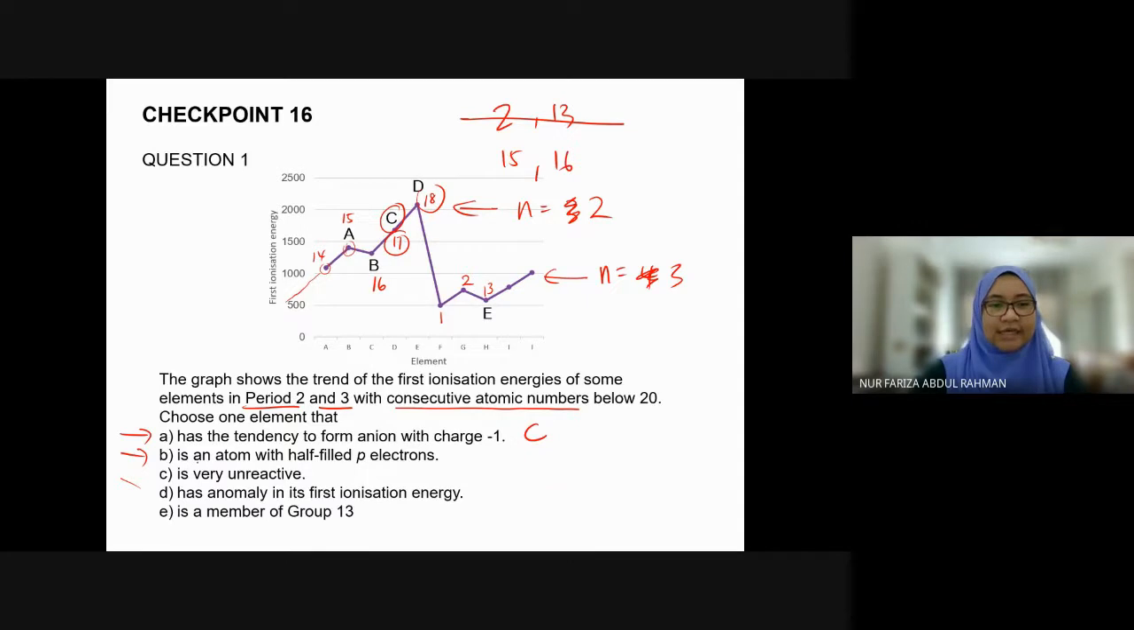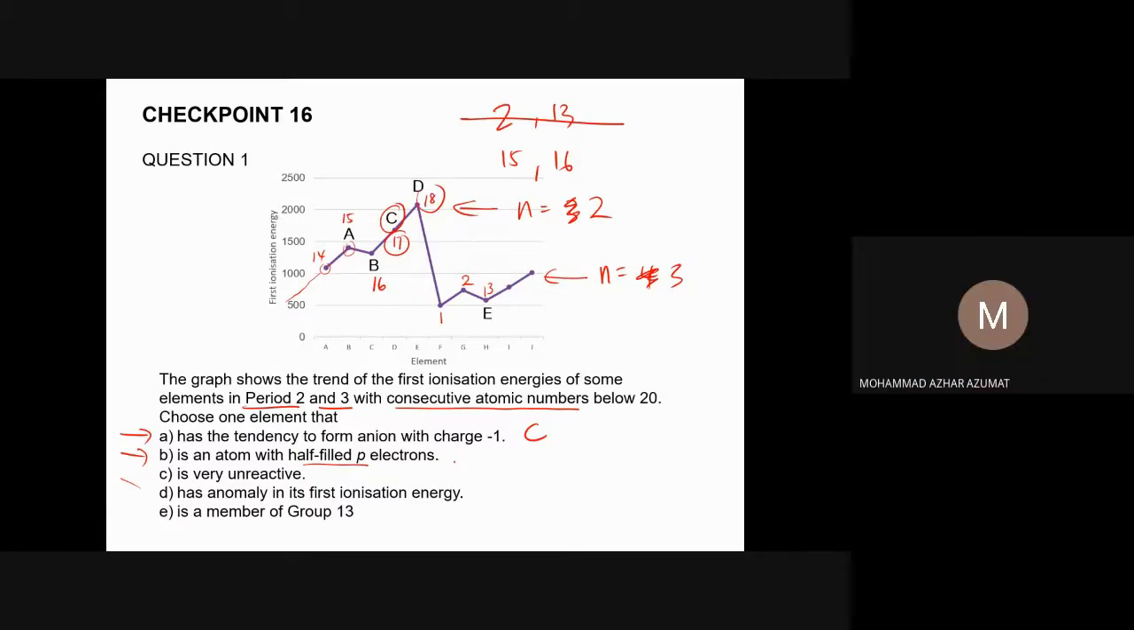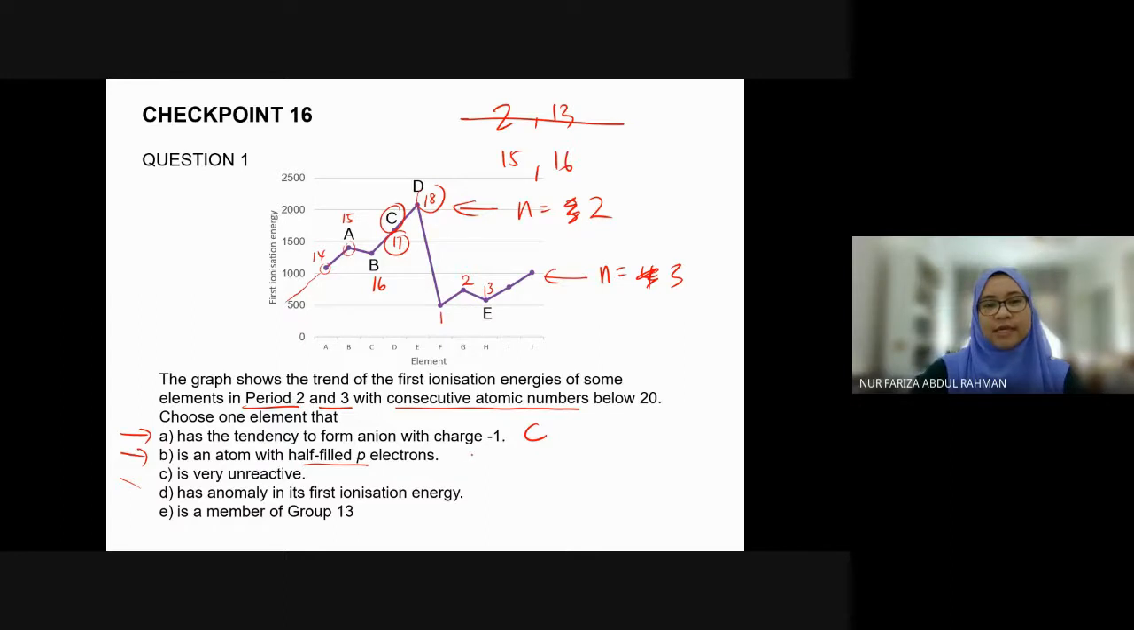B is choose one element that is an atom with half-filled p electron. What will be the answer for this, guys? Half-filled p electron. So this is the trend for group A. Okay, the answer would be A because this is the trend for group 15. 15 je yang ada half filled. Group 2 dia full filled, the rest are all partially filled.